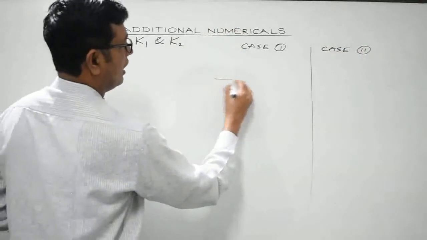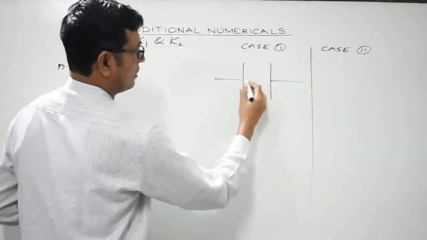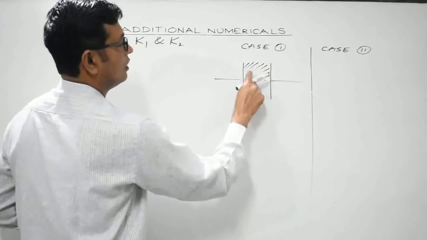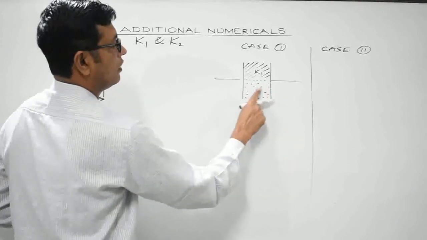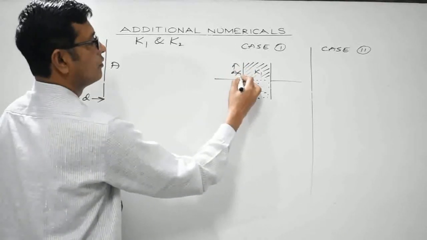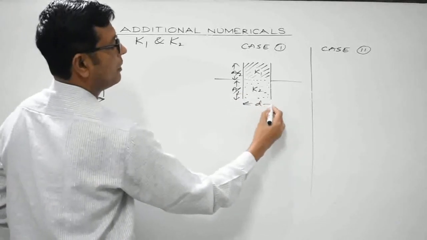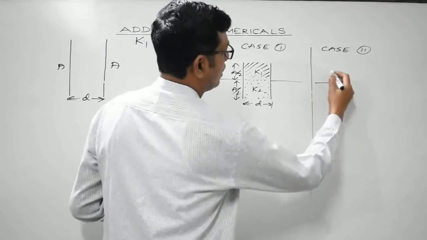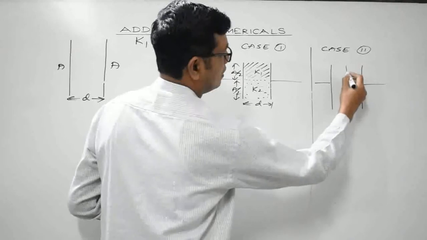Liquid can be filled in two ways. First is like this. This portion can be filled with K1 and the rest portion can be filled with K2. Right? So in this case, the area would get halved while the separation will remain the same. Clear?